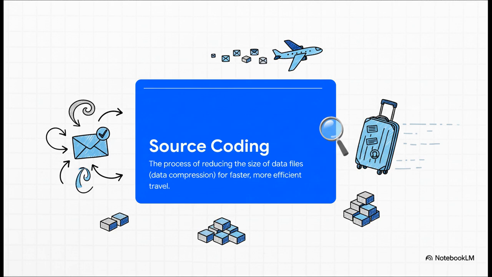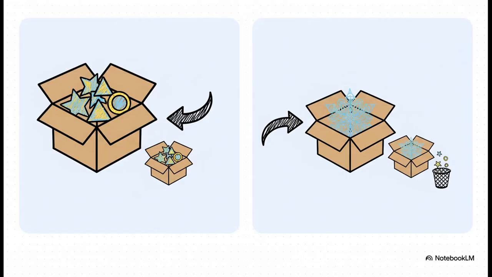Trying to fit everything you need for a week-long trip into the smallest suitcase possible so your journey is faster and way more efficient. What's really cool about this is that there are 2 main ways to pack our data. First, there's lossless compression. That's kind of like vacuum sealing your clothes. Everything comes out at the other end looking exactly as it went in. It's perfect for things like text or computer code. Then you have lossy compression, which is a bit more aggressive. It cleverly throws away tiny little details you probably wouldn't even notice just to make the file much smaller.